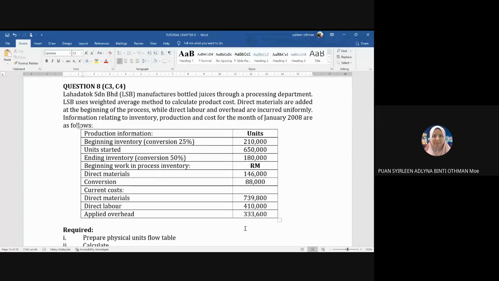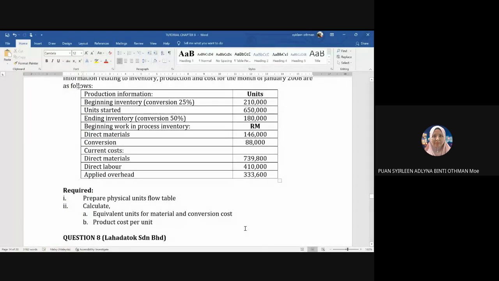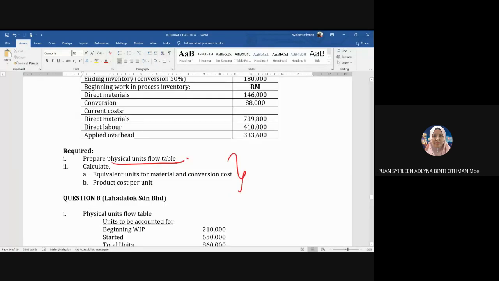Okay, kecuali you memang menuntut ilmu yang berbeza dengan apa yang madam ajar lah, you won't get the understanding there. Okay, alright. So this is Lahat Datuk. This is also soalan PSPM. Okay, so kita nak buat physical unit table and then kita nak calculate this too. So memang tak ada product cost report semua kira je.